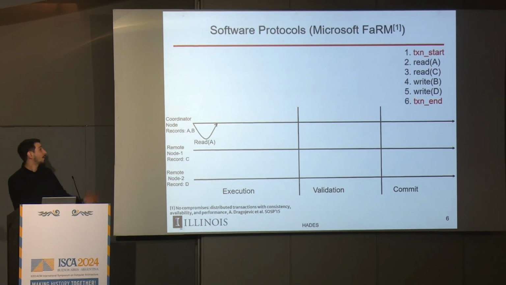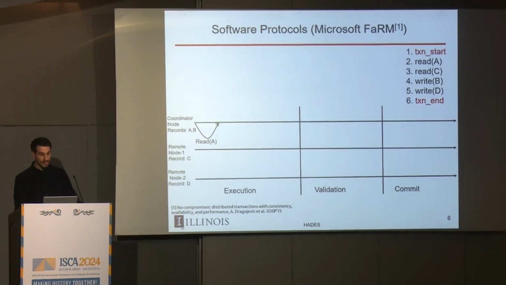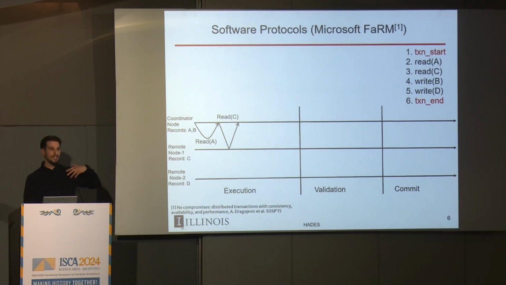Local reads can be performed locally by just reading the record from local memory, and then storing the record with some metadata in a software-defined data structure that we call the read set. Remote reads have to issue an RDMA request to the remote node, fetch the record, and also store some metadata for this record in the read set as well.